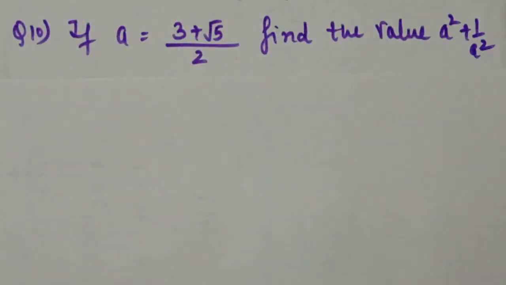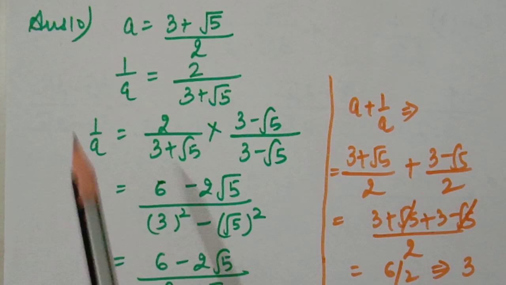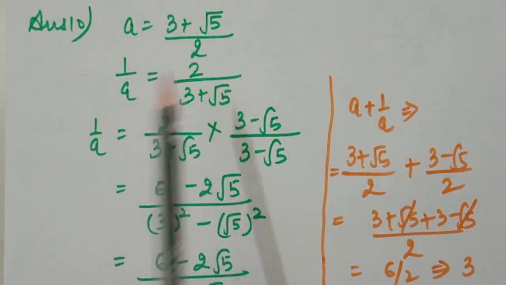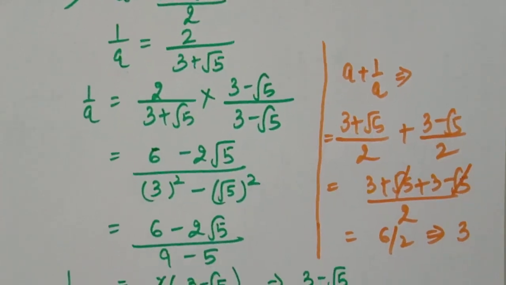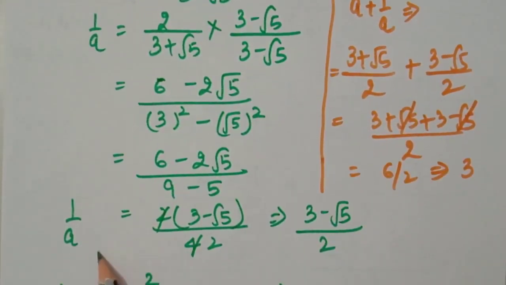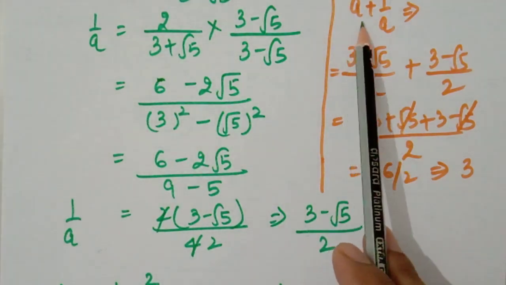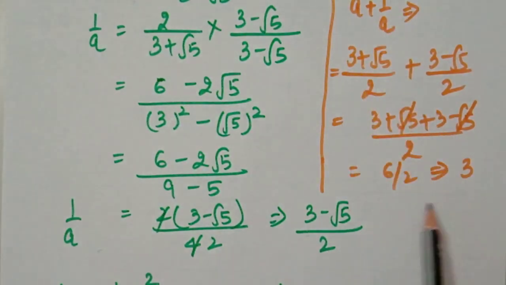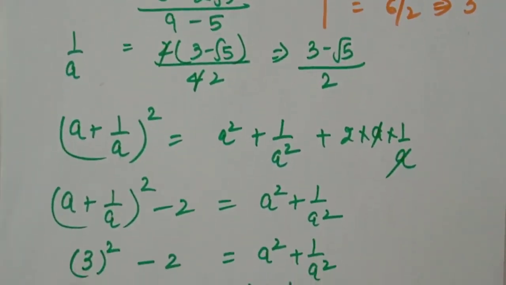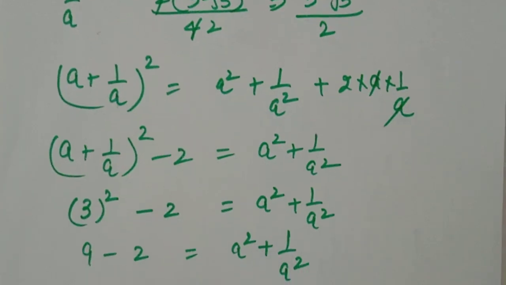Question number 10 from your assignment. Question 10. A is given. We have to find the value of 1 upon A first of all. This is the value of 1 upon A. Then we will find A plus 1 upon A's value, which is 3. After it, we will apply identity and find the value of A square plus 1 upon A square.